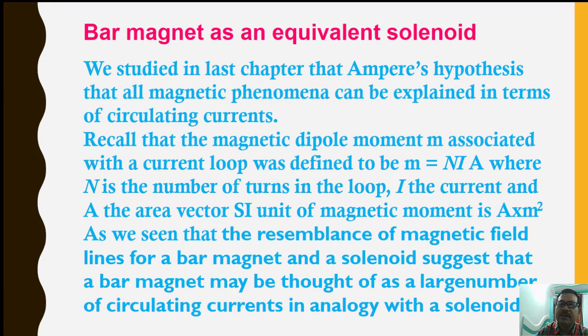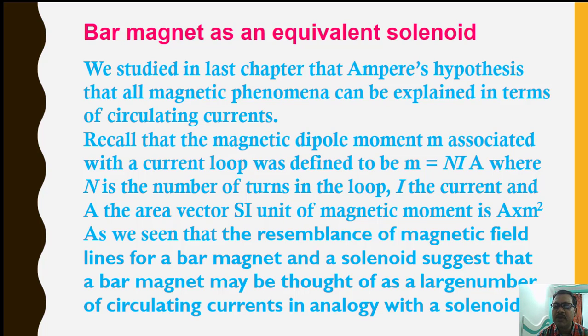Now, a bar magnet is an equivalent solenoid. We studied in the last chapter, chapter number 4, Ampere's hypothesis that all magnetic phenomena can be explained in terms of circulating currents. Recall that the magnetic dipole moment M associated with a current loop was defined to be M equal to NIA, where capital N is the number of turns in the loop, I is the current, and capital A is the area vector.